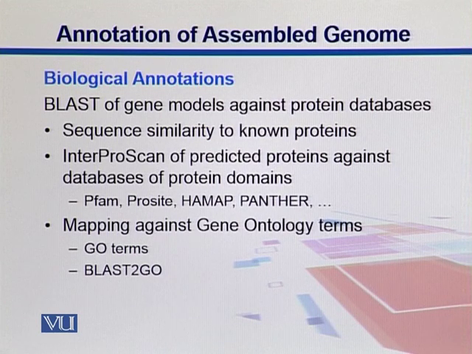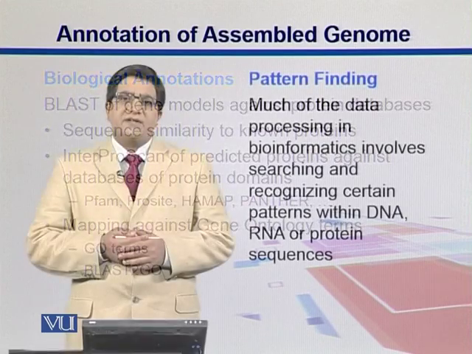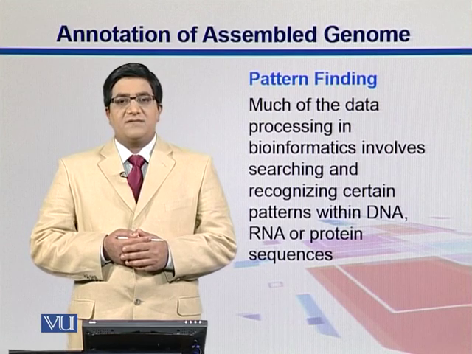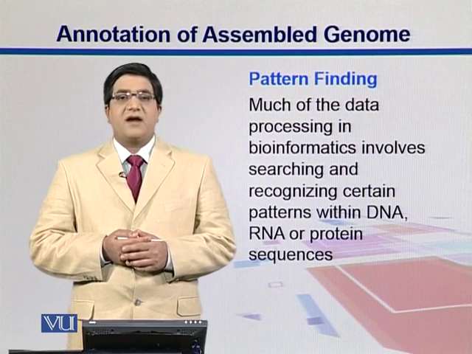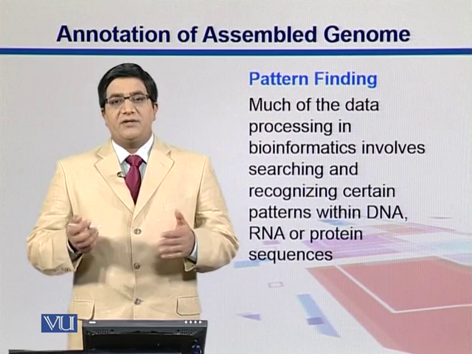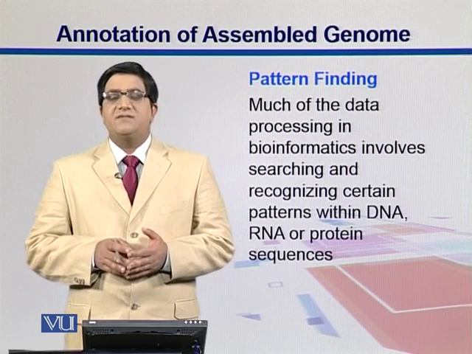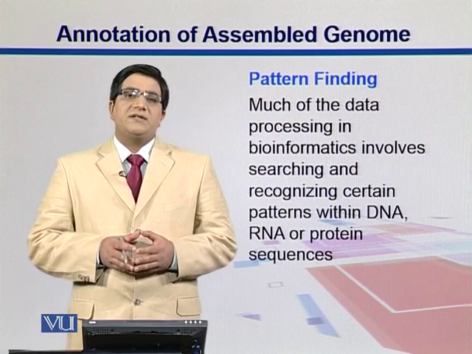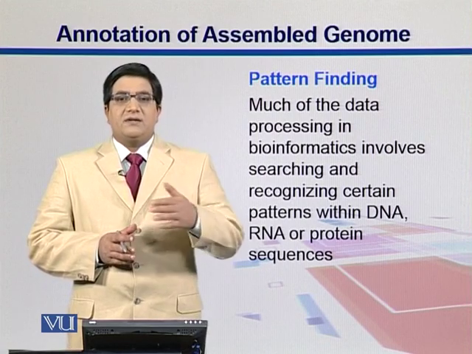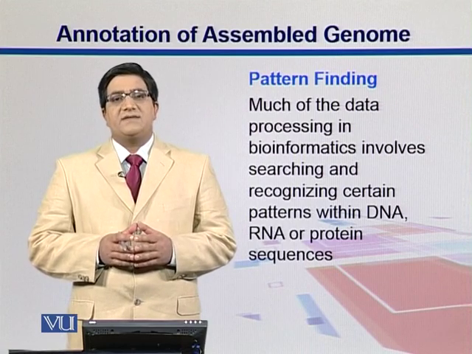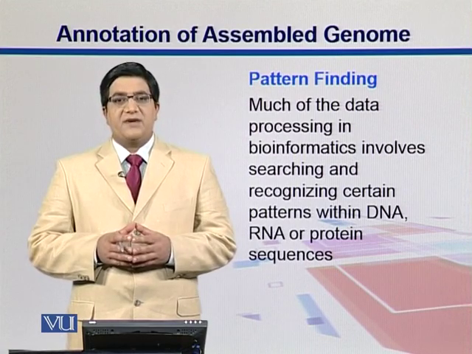We can also find the gene ontology terms, which are called GO terms. One example is BLAST2GO, a software where, with gene ontology terms, we try to see what the functions of those genes are. Much of the data processing in bioinformatics involves searching and recognizing certain patterns within the DNA. Whether you are trying to find motifs, find domains, or do exact searches, you are actually doing pattern finding.